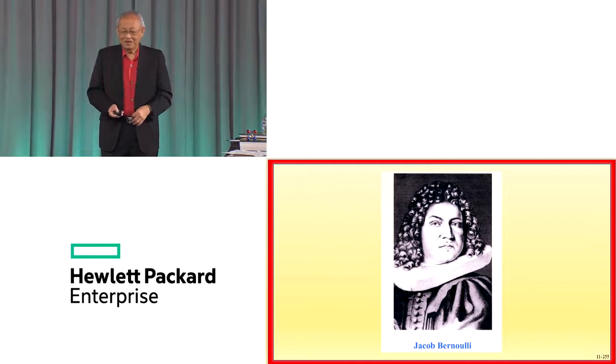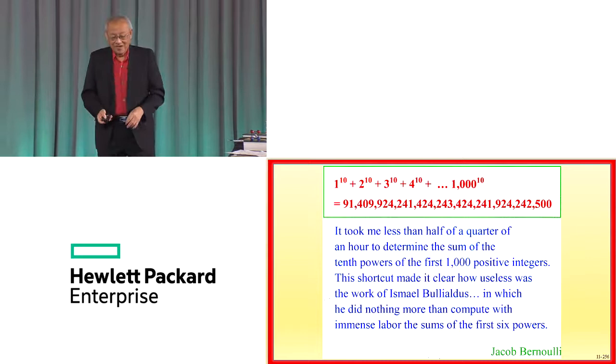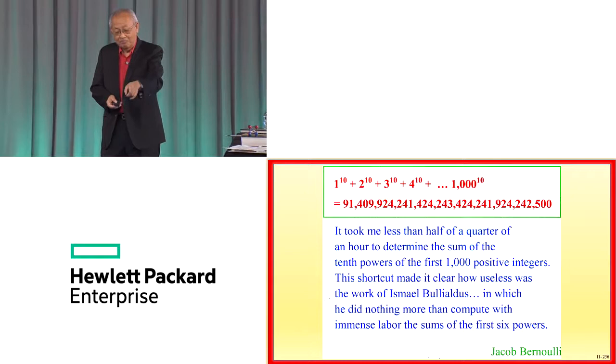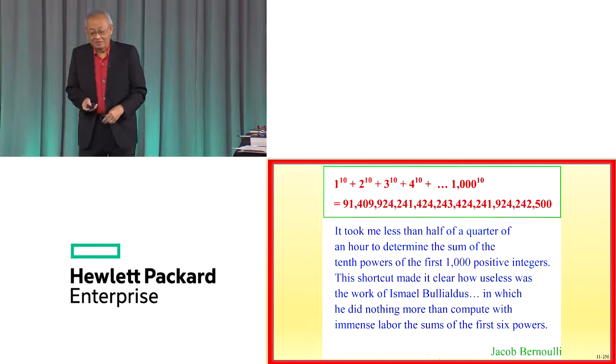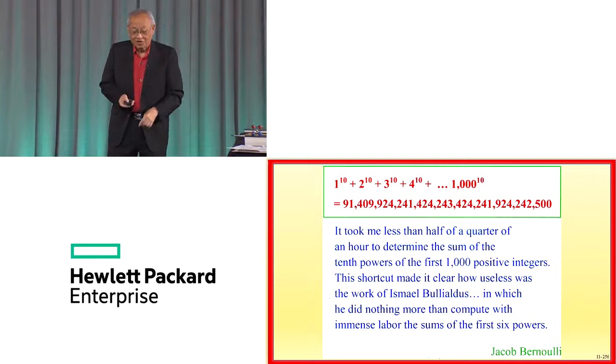And to show you what kind of character he is, look at the computation. You take the 10th power of 1, 2, 3, up to 1,000. How do you calculate that? You would think it's impossible. Jacob Bernoulli was very, very proud. He said, it took me less than half of a quarter of an hour to determine the sum of the 10th power of the first 1,000 positive integers.